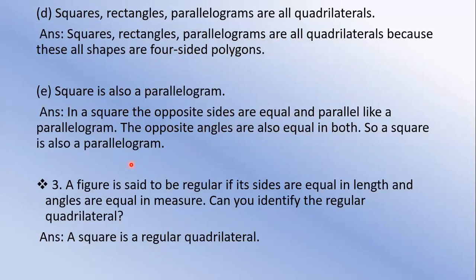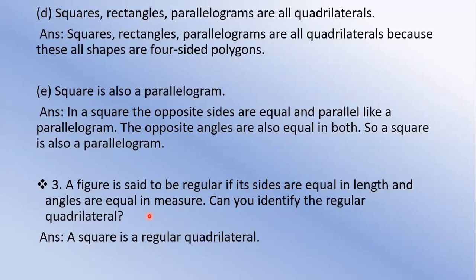Now the third question. A figure is said to be regular if its sides are equal in length and its angles are equal in measure. Can you identify the regular quadrilateral? Here you have to name the quadrilateral in which all four sides are equal and all four angles are equal. Any shape or figure is said to be regular if all its sides and all its angles are equal.